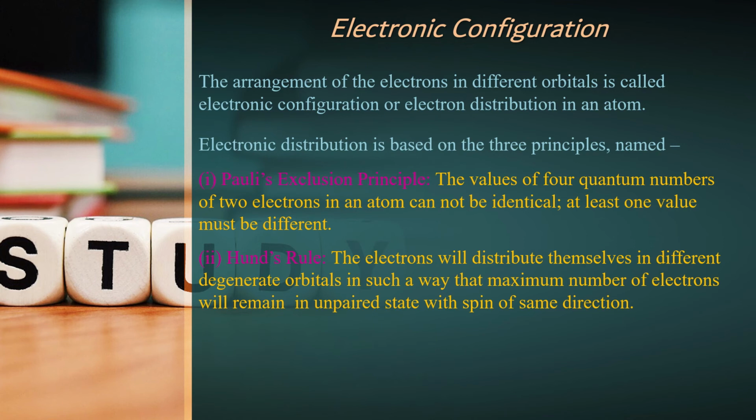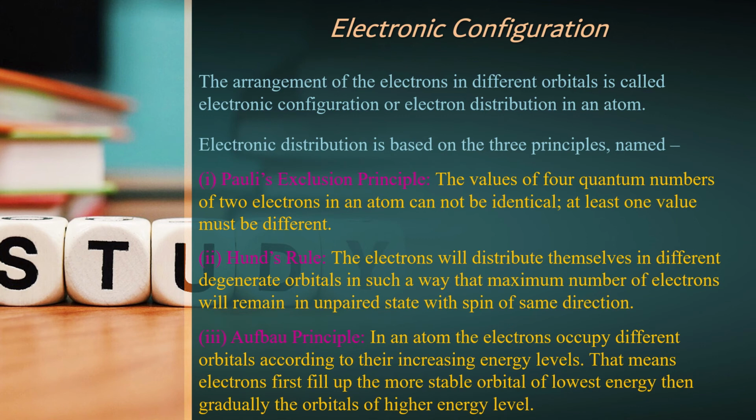Another one is Hund's rule. Hund's rule tells that when electrons go into degenerate orbitals, at first the degenerate orbitals are filled up by one electron each, and after that, the rest of the electrons will pair up in these degenerate orbitals. And when the electrons go one by one into each degenerate orbital, they will go in the same direction, and the second electron will go in the opposite direction.